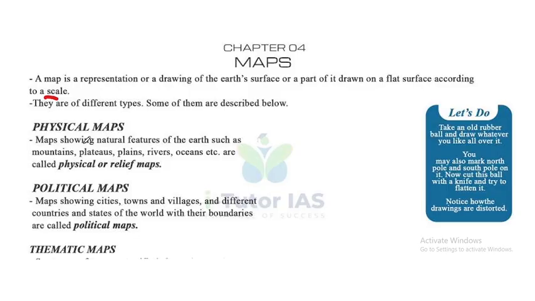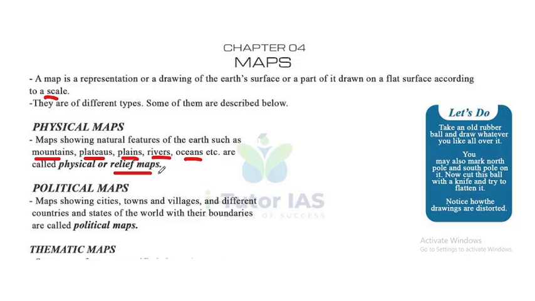Maps showing natural features of the Earth such as mountains, plateaus, plains, rivers, oceans, etc. are called physical or relief maps. So what are physical maps? Physical maps are those maps which show natural features of the Earth such as mountains, plateaus, plains, rivers and oceans. These are also called relief maps.